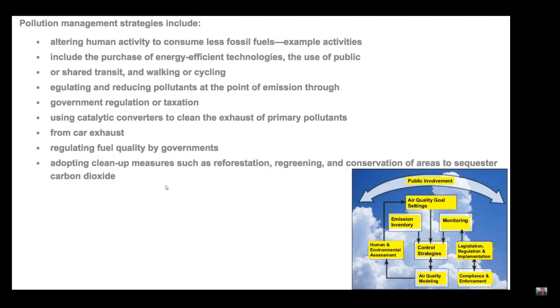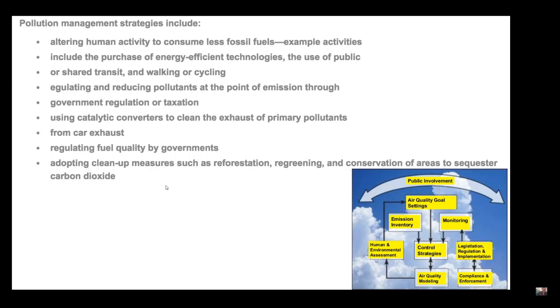I'll go through the list. Altering human activity to consume less fossil fuels includes the purchase of energy efficient technologies, or shared transit, walking and cycling. Regulating and reducing pollutants at the point of emission through government regulation or taxation. Using catalytic converters to clean the exhaust of primary pollutants from car exhaust. It's pretty much just a filter that you can put on your car, or sometimes factories, and then it cleans out the exhaust, and what goes up in the air is water vapor.